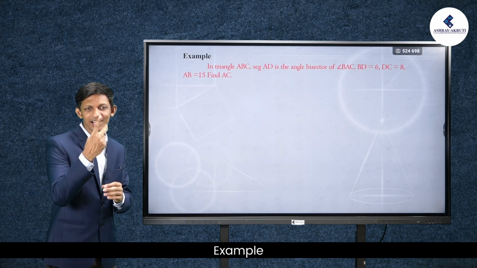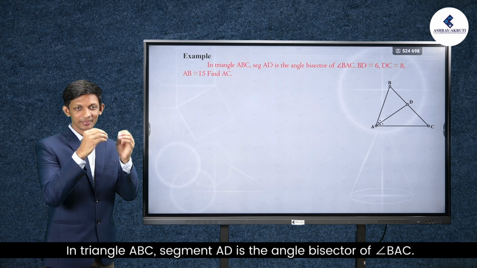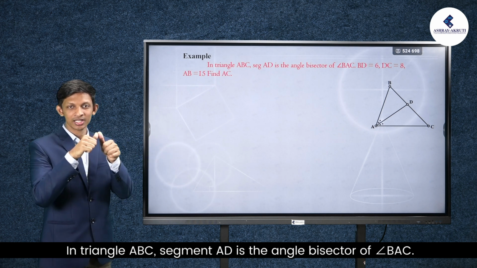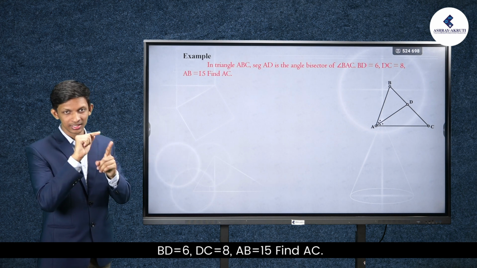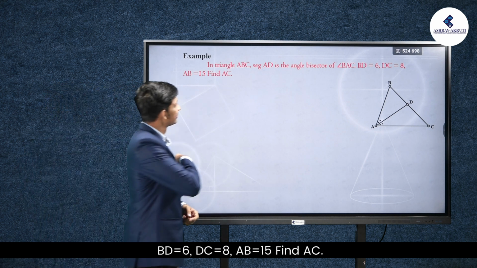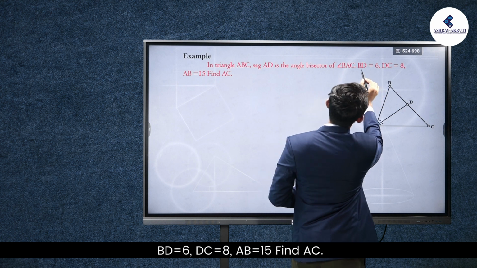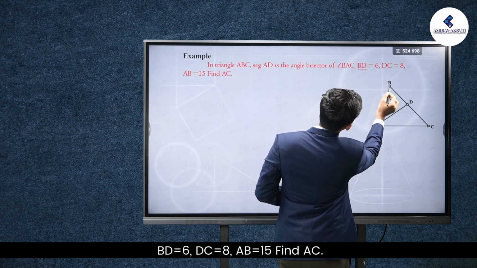Let us see one example. In triangle ABC, segment AD is the angle bisector of angle BAC. BD is equal to 6, DC is equal to 8, AB is equal to 15. Find AC.